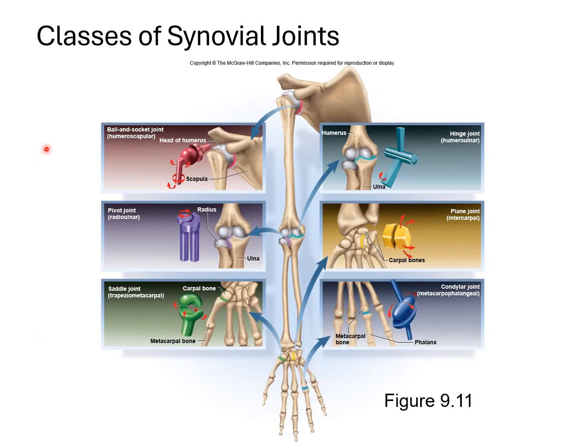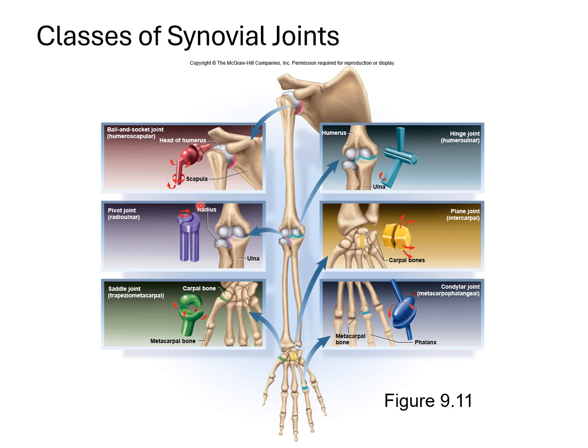Now, let's take a look at the classes of synovial joints. This is what you really need to focus on and memorize in this lecture. Ball and socket, pivot, saddle, hinge, plane, and condylar. For ball and socket, an example is your shoulder. Ball and socket is the largest freely movable joint. You can move it up, back, forward, and down. Ball and socket allows you the largest range of motion.